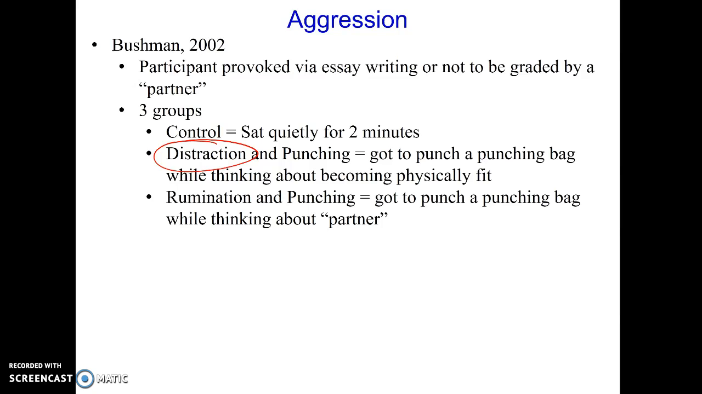And then finally, the third condition was rumination. They were told to punch this punching bag, just like the other group, but pretend that the partner's face was this punching bag. Pretend that the grader of your essay who insulted you is the one being punched. Now, if catharsis works, what should happen? I want you guys to think about that. Pause this, think about it. The question is, if catharsis works, who should be the least aggressive and who should be the most aggressive?